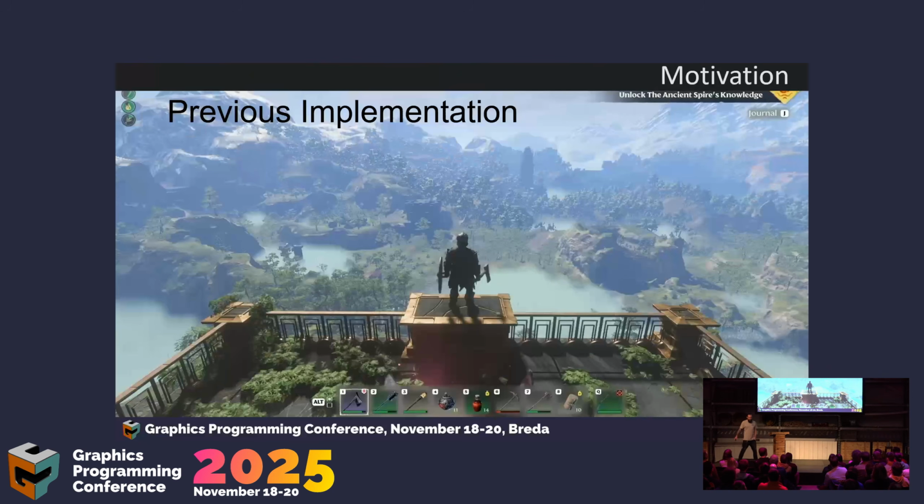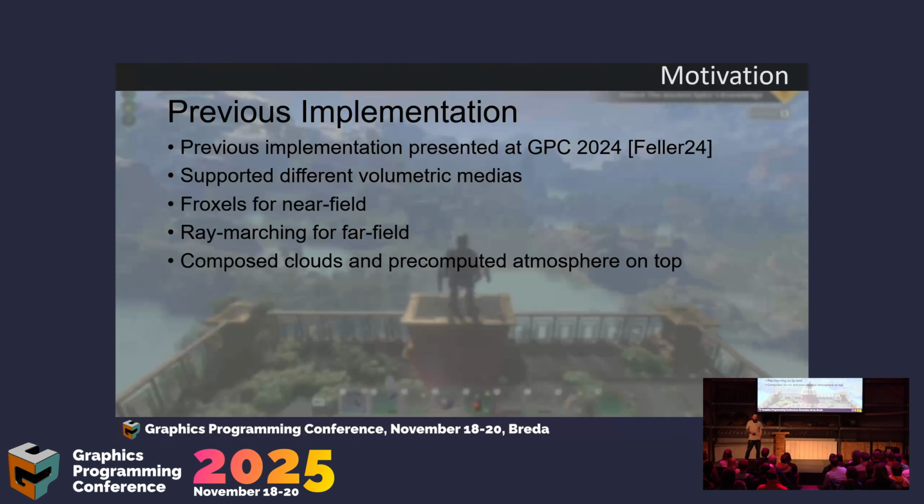Okay. So as I started to work on the volumetric rendering in Enshrouded, we already had an implementation, which was done by my co-worker Lucas. He had a presentation last year at the GPC called Volumetric Fog in Enshrouded, so you can have a look at the video for a complete overview. This implementation already supported different types of media, except water, which is a brand new feature in Enshrouded. And the rendering was based on froxels for the near field and ray marching for the far field. It was combined with ray marched clouds and a pre-computed atmosphere on top.